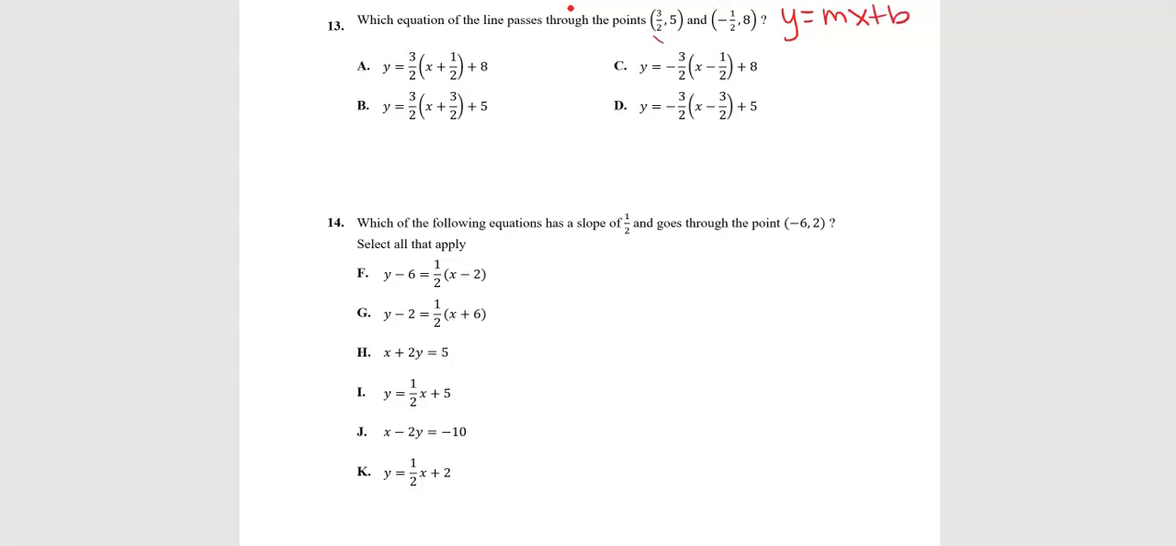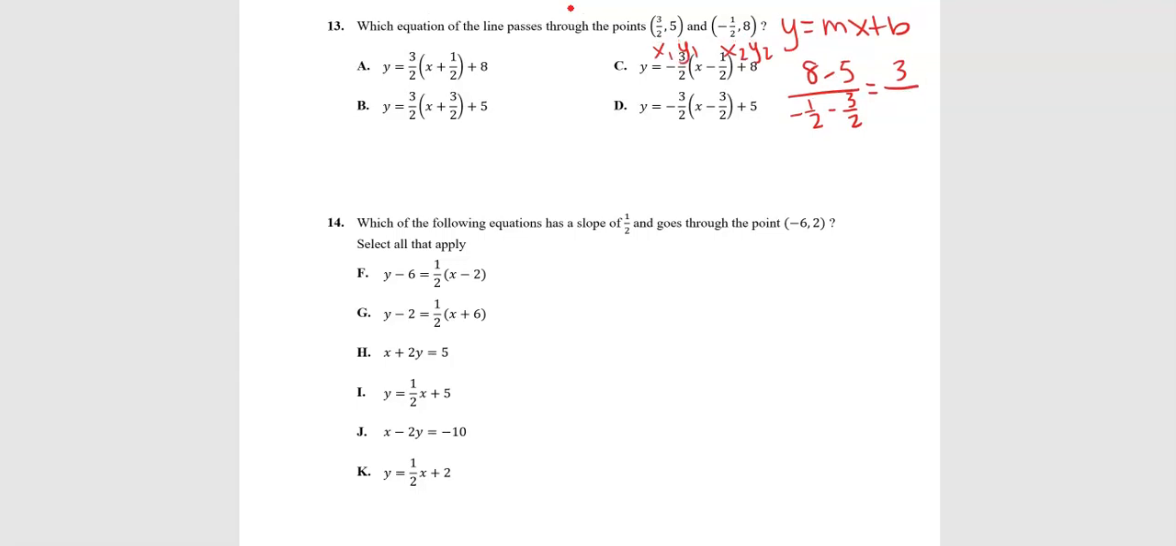So in order to find our slope, I need to label one of my points as 1, one of my points as 2, and then I'm going to subtract. So we're going to do 8 take away 5, that's my y's, and -1/2 take away 3/2, that's my x's, and I'm going to get 3 on top. Just subtracting straight across like a regular fraction. I just happen to have a fraction within a fraction.